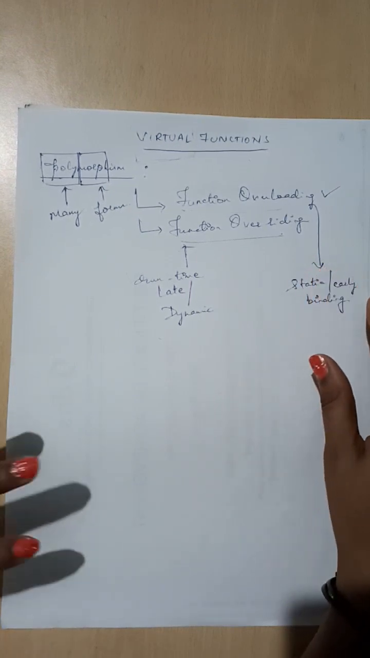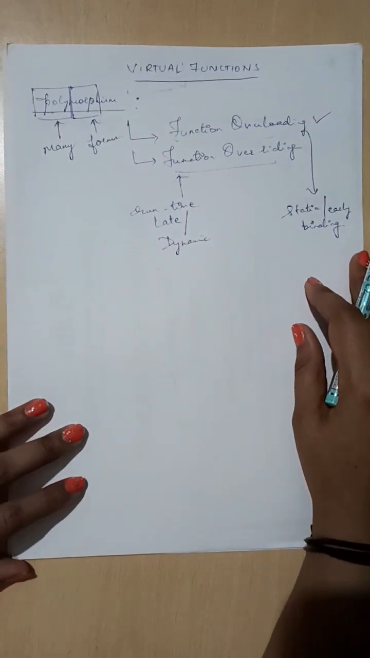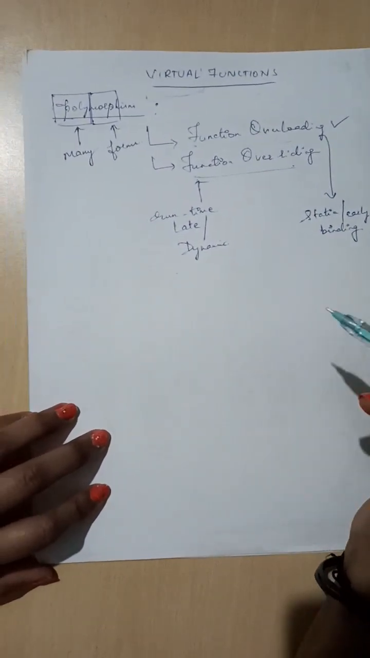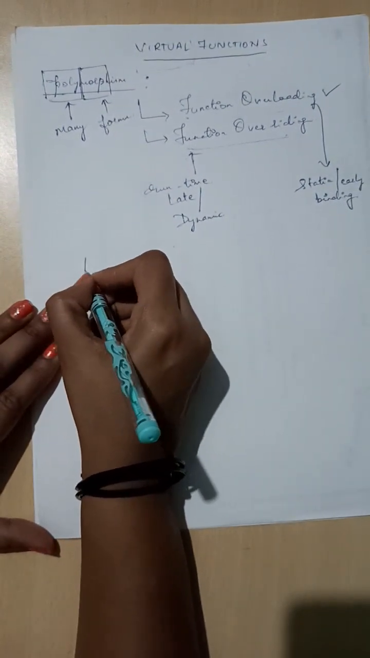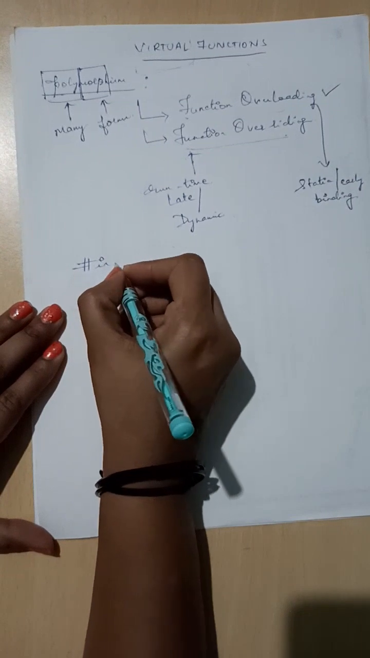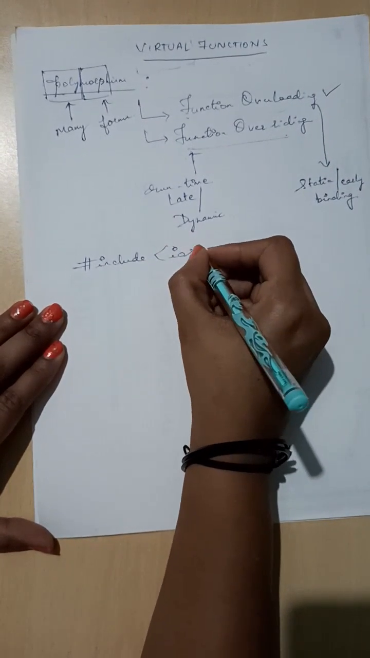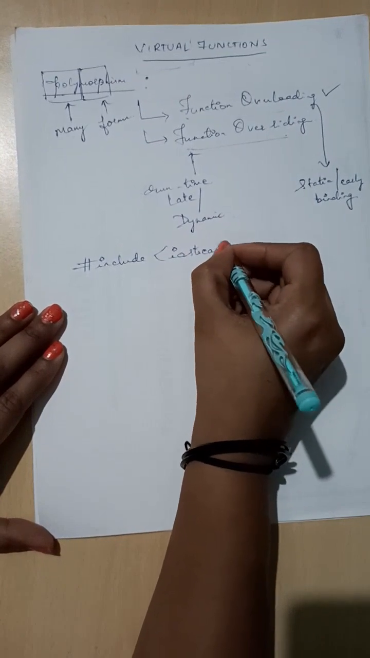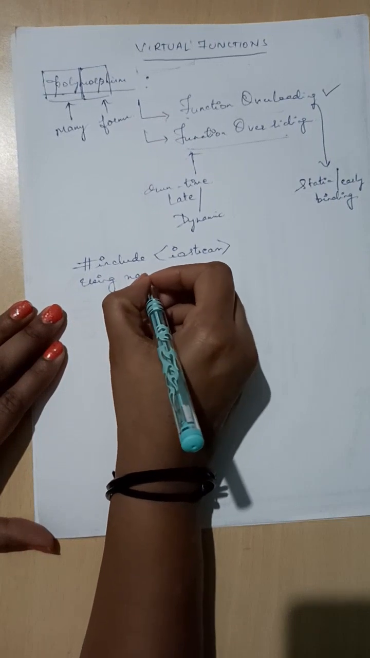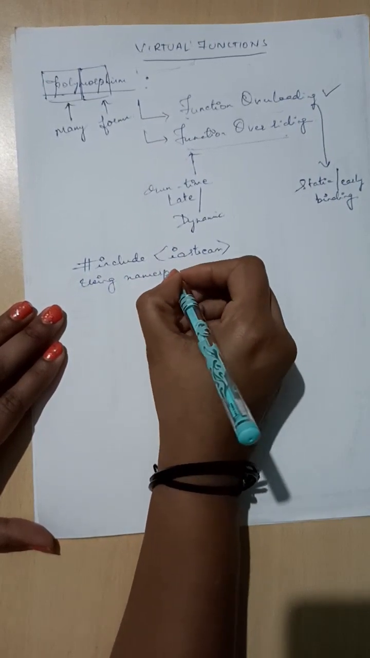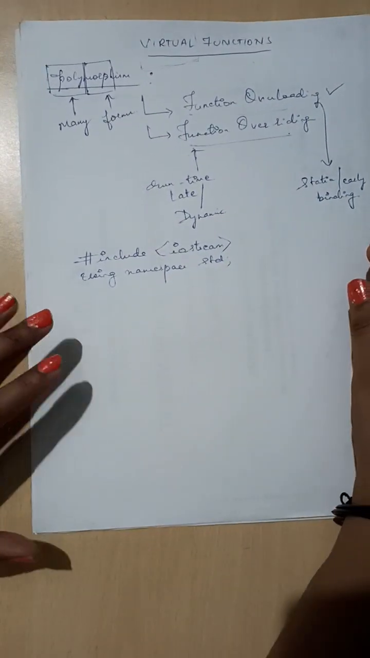to write a C++ program so that we can better understand what exactly is a virtual function in C++. So first let me start with the header files. #include <iostream>, using namespace std.